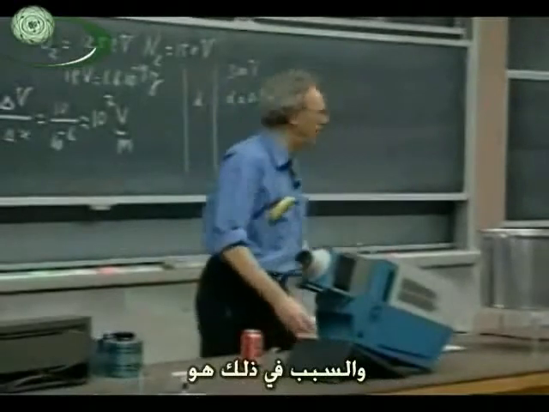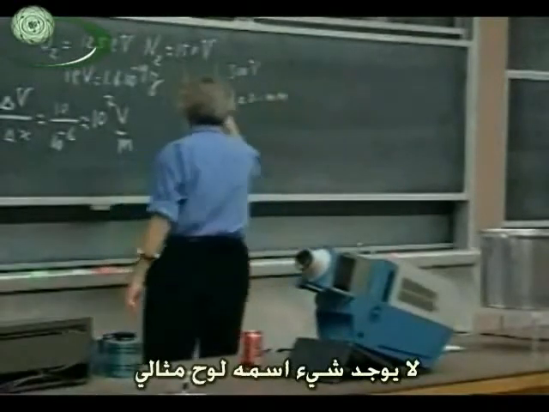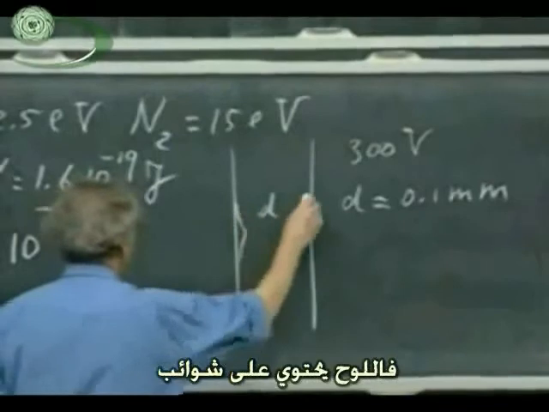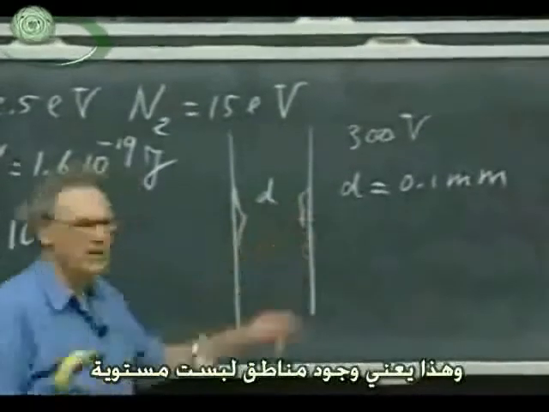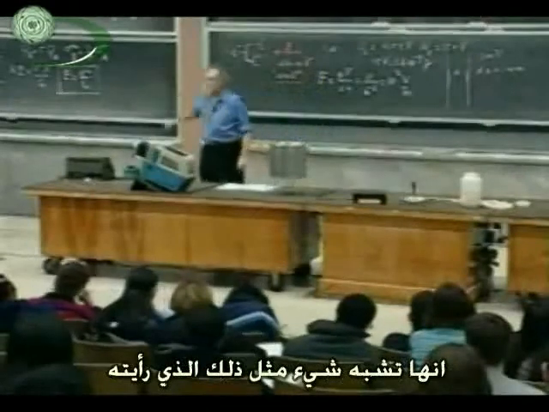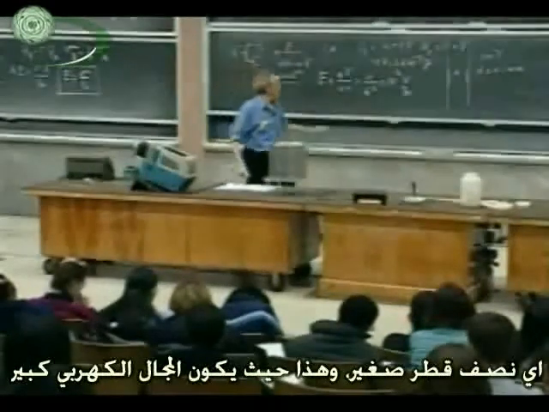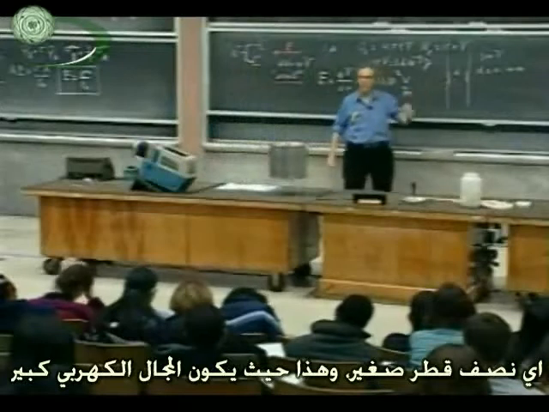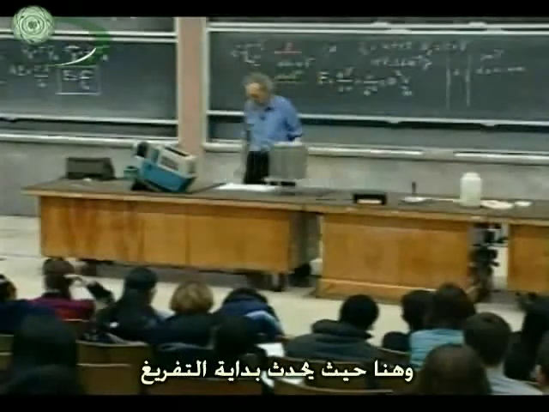And the reason for that is that there is no such thing as perfect plates. The plates have imperfections. That means there are always areas on the plate which are not flat, but are a little bit like what you see there. Small radius. And that's, of course, where the electric field then will be larger, and that's where the discharge will occur first.